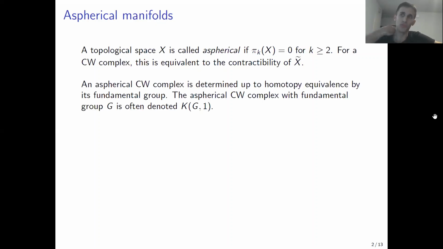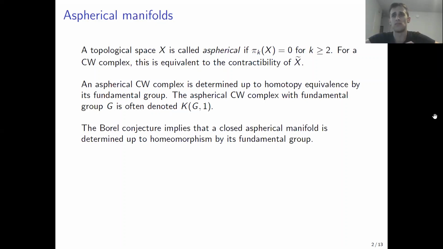If you have an aspherical CW complex, it's actually determined up to homotopy equivalence by its fundamental group, which is its only potentially non-zero homotopy group. Because of this fact, there's a name given to this space, uniquely determined up to homotopy equivalence. It's called a K(G,1), where G is the fundamental group.